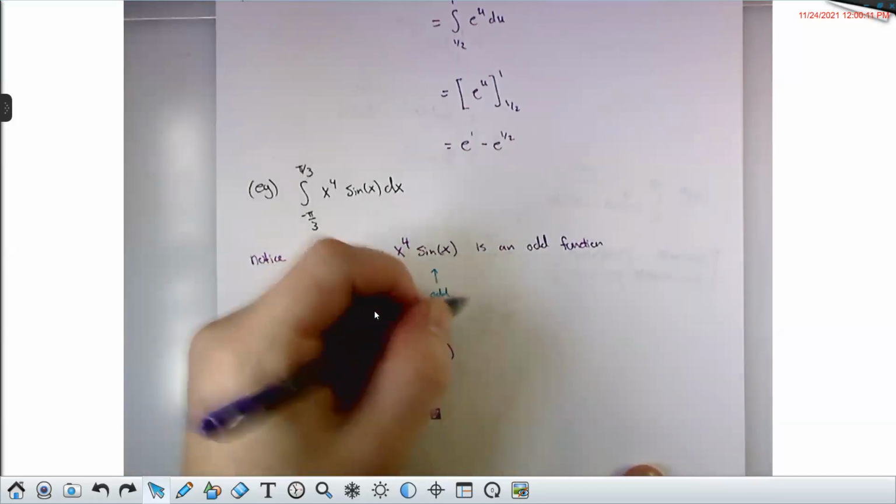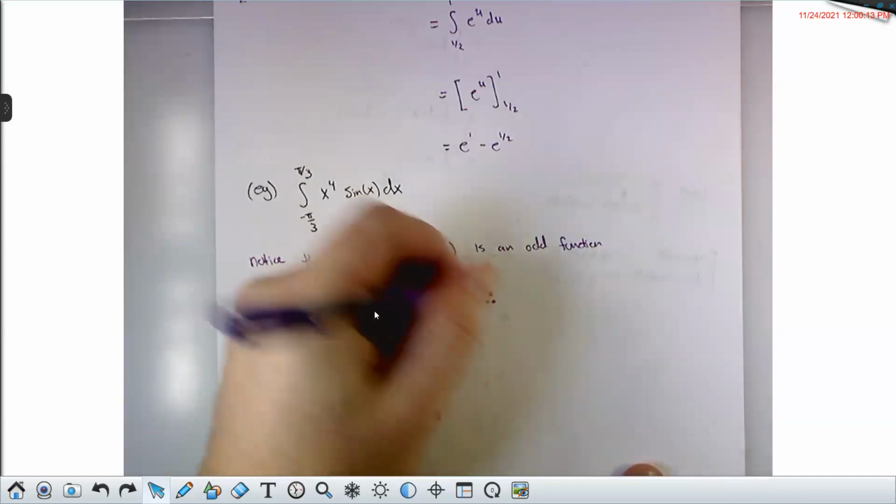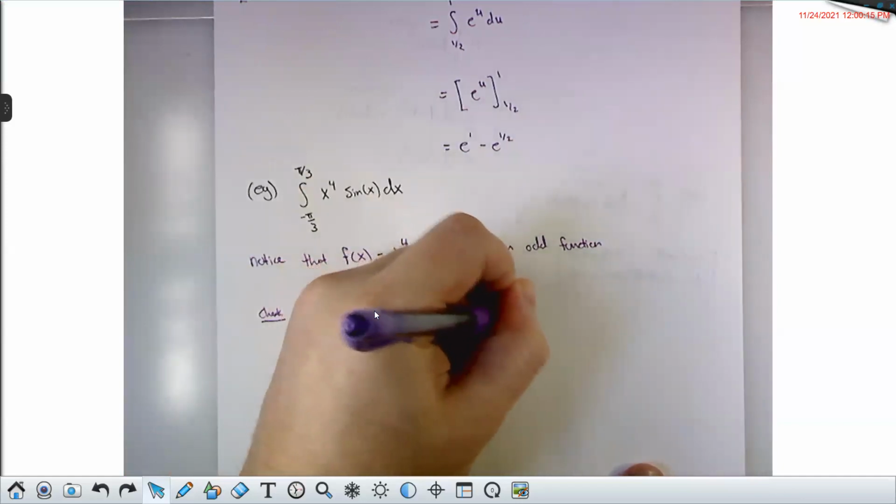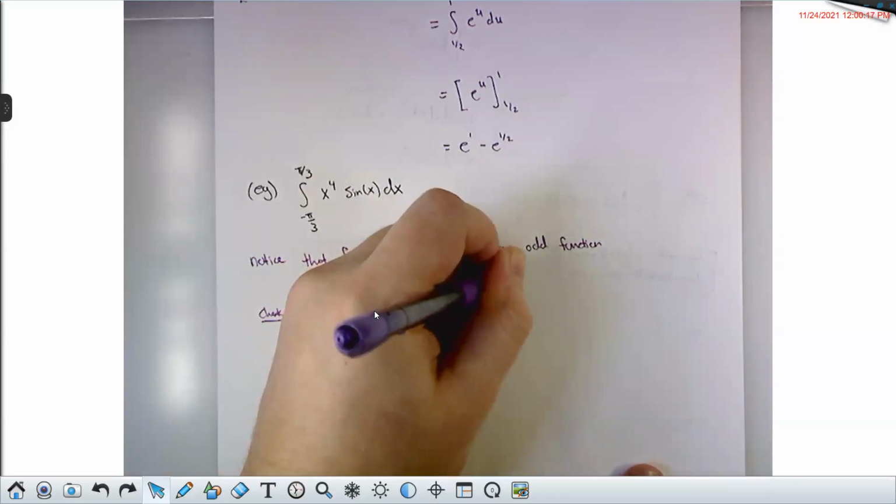Therefore, what is true? So it's equal to 0. Very good.